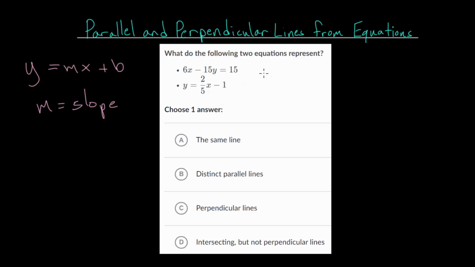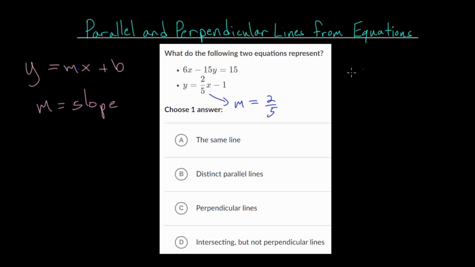We'll come back to that, but the main strategy in these is to solve the equation for y if it isn't already. Then we can find the slope very quickly. For instance, this is already in slope-intercept form, and the slope is the number multiplied by x. So in this case, the slope of this bottom line is 2/5. We just need to solve this top equation for y, and we can make the same analysis.